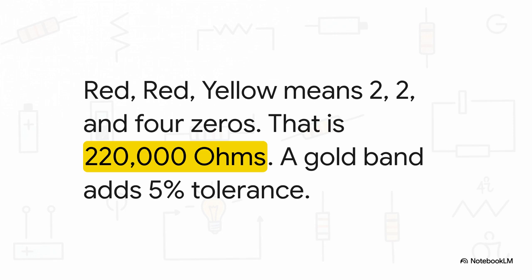Put that all together, 2, 2, and 4 zeros gives us 220,000 ohms, or 220 kiloohms. That gold band at the end just confirms it has a 5% tolerance. See? It's just a fun visual puzzle. And hey, if you ever forget the colors, you can always just grab a multimeter to check it.